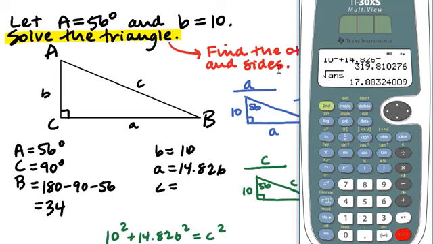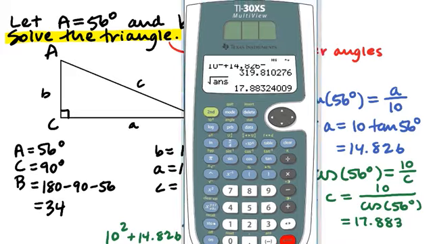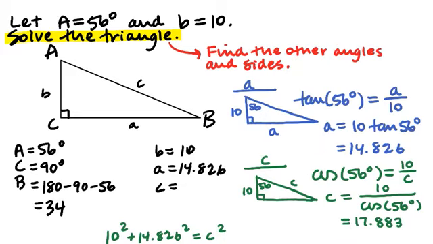And that's, again, 17.883. So really, however you like it, you're going to get 17.883. And it won't matter, say, on a quiz or a test, which technique you use, because you're going to end up with the right answer regardless. So that's how we solve the triangle. We figure out all the rest of the stuff that wasn't given.